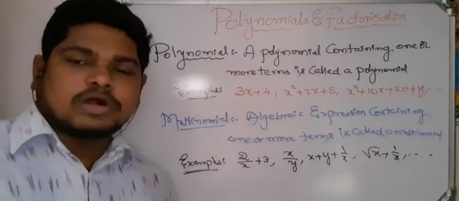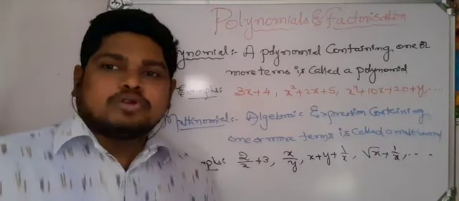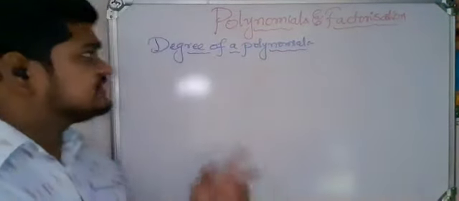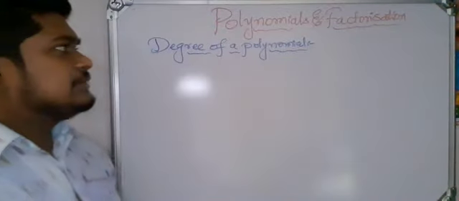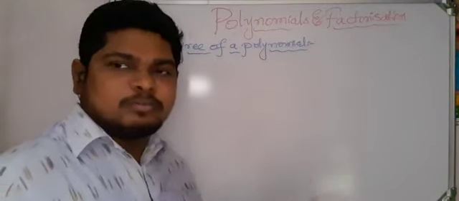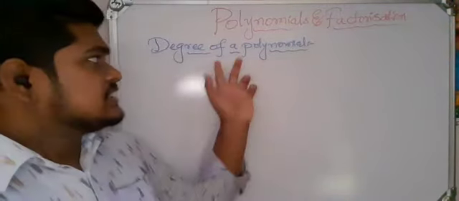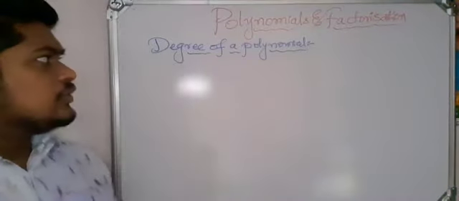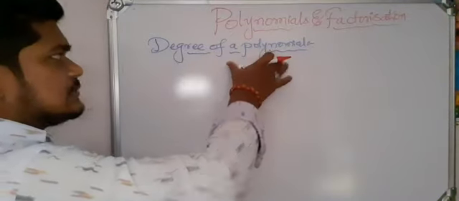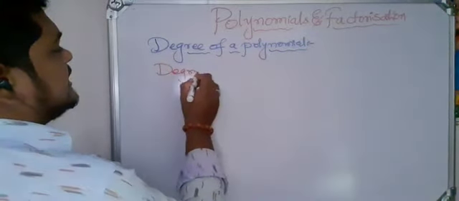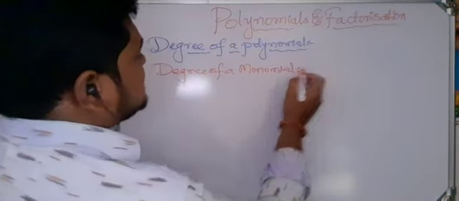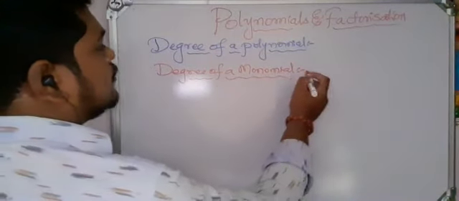Next we have to move on to the next concept, that is the degree of a polynomial. Degree of a polynomial: a polynomial contains many monomials. That is, the sum of some monomials is nothing but a polynomial. Before discussing the degree of a polynomial, I will tell clearly about the degree of a monomial. Why? Because a polynomial consists of different monomials.